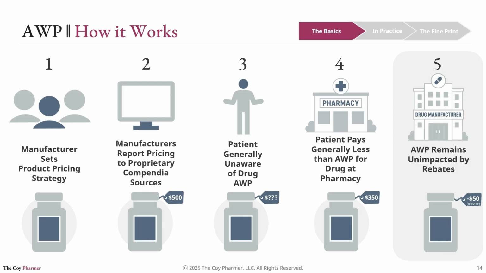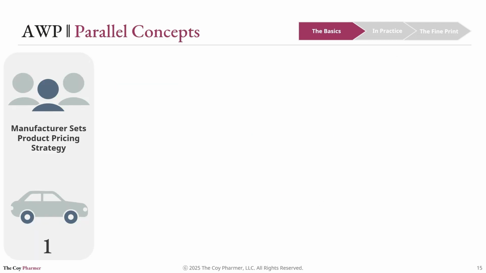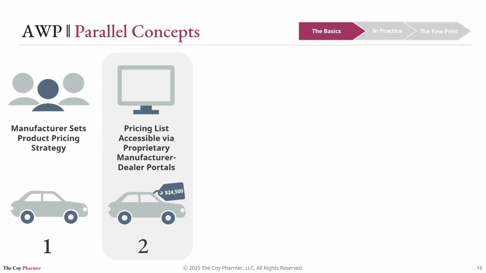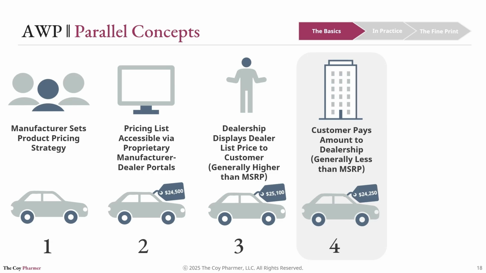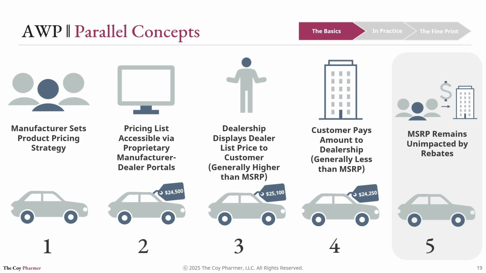Some people find it helpful to think about parallel concepts outside of the industry. So I want to offer an example that rolls through how automobile pricing works in the United States. In this case, the manufacturer sets the product pricing strategy just like in the case of AWP and drugs. The pricing list is available via proprietary manufacturer dealer portals that only the dealers can access. The dealer displays a different price, generally higher than MSRP, on that particular product that's for purchase for the customer. The customer generally pays less than MSRP for the automobile at the end of the day. And similar to the pharmaceutical industry, there can be rebates in the auto industry, and MSRP remains unimpacted by those rebates.